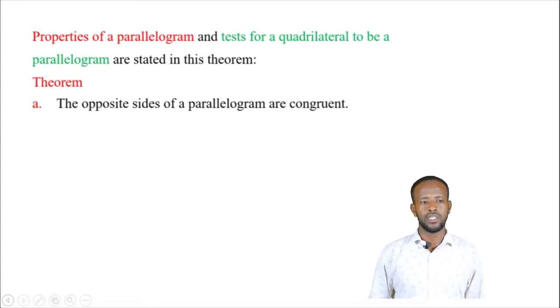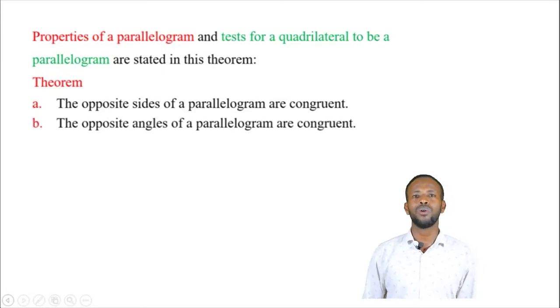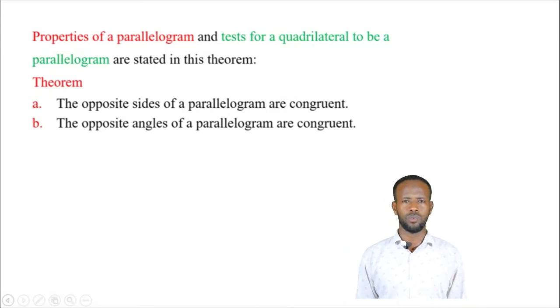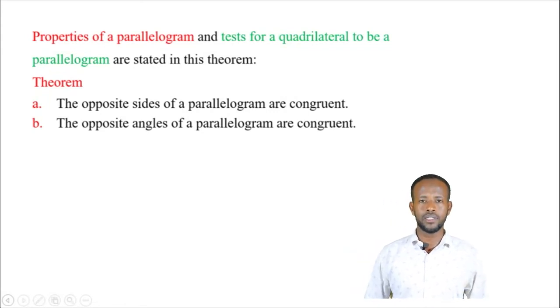One property. The second property B, the opposite angles of a parallelogram are congruent. Another property. What is this property? The opposite angles of a parallelogram are congruent.